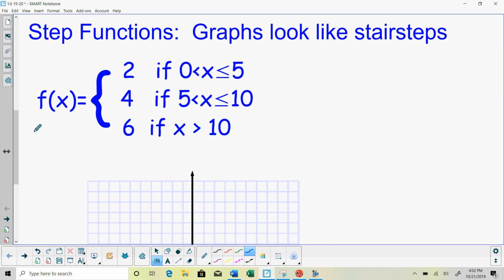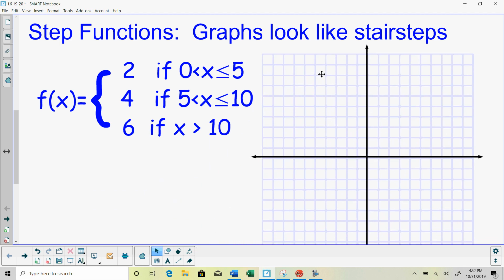Those graphs look like stair steps. So for example, if we are going to graph this function here, this is a piecewise function, but it's actually just a step function. Why is it a step function in addition to a piecewise? Because these function values that you see here are all just constants, which means that when you look at your graph, they'll all just be horizontal pieces.